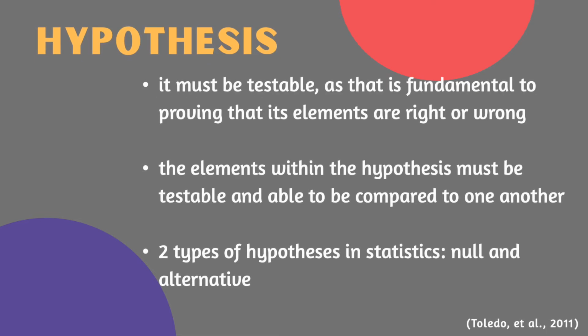A hypothesis must be testable, as that is fundamental to proving that its elements are right or wrong. Moreover, the elements within the hypothesis must be testable and able to be compared to one another. There are two types of hypotheses in statistics: null and alternative.